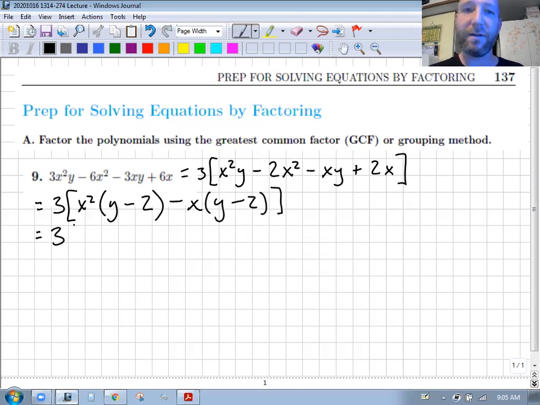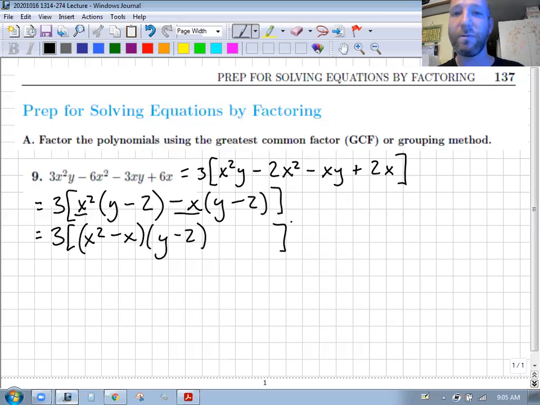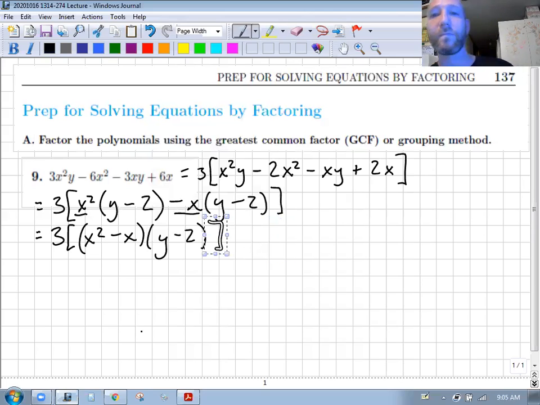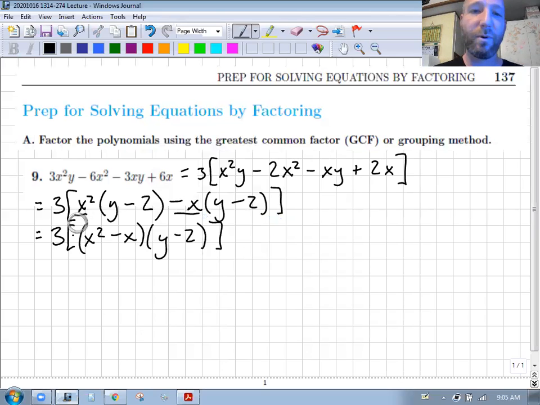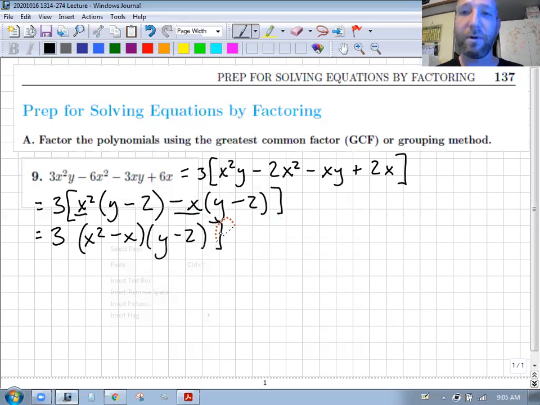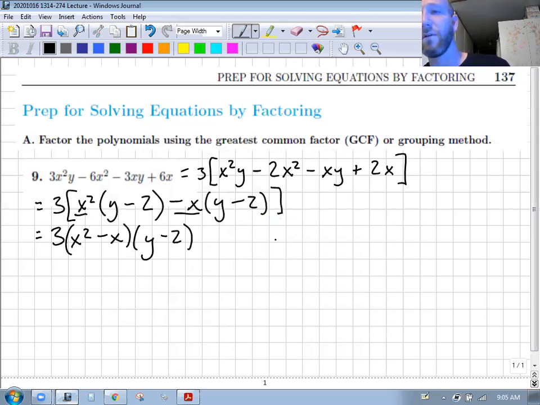So we still got this 3. Notice I got these square brackets, right? Because this 3 is getting multiplied into everything in here. But notice we have this x squared and a negative x. They're both being multiplied by y minus 2. Okay. At this point, we don't have to have these square brackets anymore. So that would be our greatest common factor or grouping method.